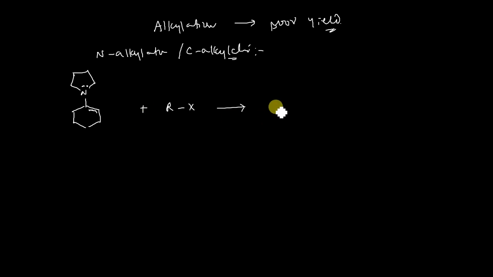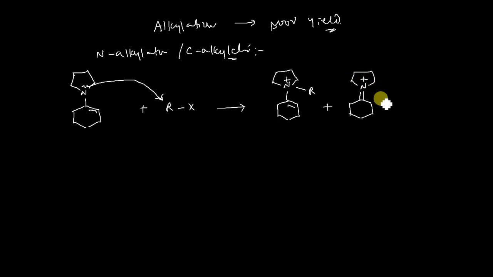But during this alkylation process, generally N alkylation is preferred majorly, so this reaction gives you two different types of products with alkyl halides, especially not with allyl or benzyl halides. This product is the N alkylated product and this product is the C alkylated product, where the N alkylated product is major and the C alkylated product is minor. So this is the process of alkylation when you use simple alkyl halides in the Stork Enamine reaction.